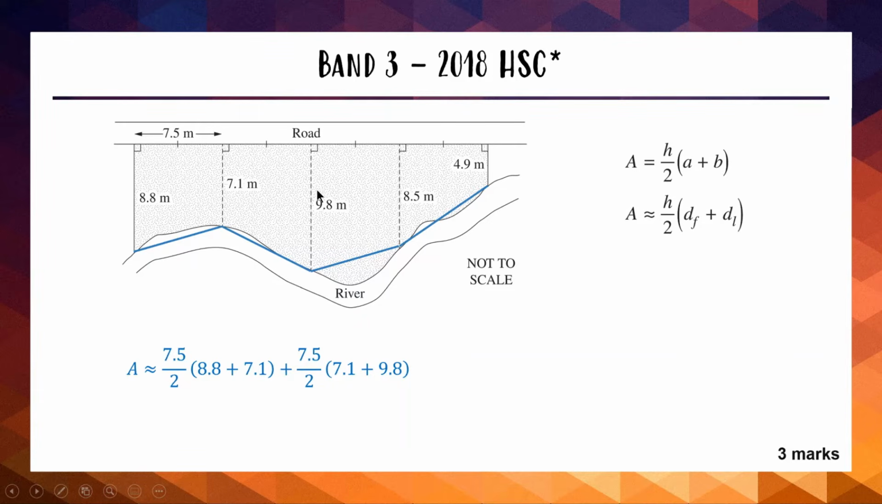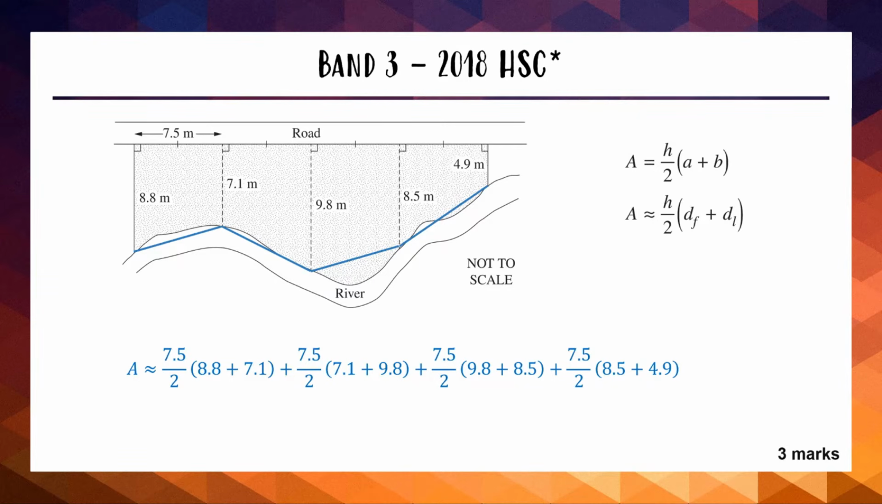So we've got 7.1, 9.8. Here is the third one, 9.8, 8.5. And the last one has 8.5 and 4.9. So now the challenge is to put this into your calculator without stuffing up a number or putting a decimal point in the wrong place.